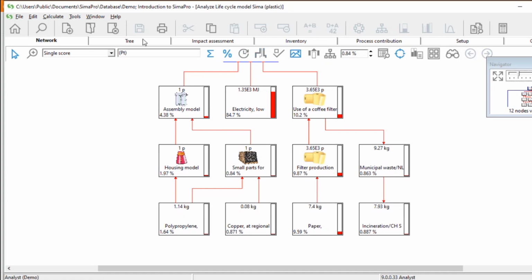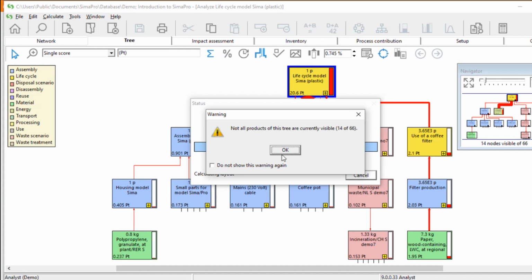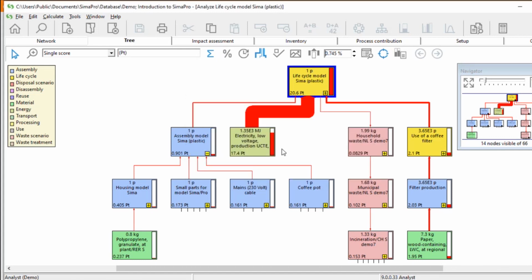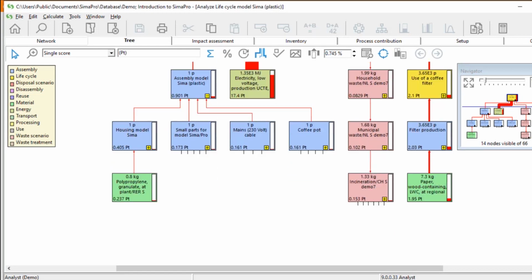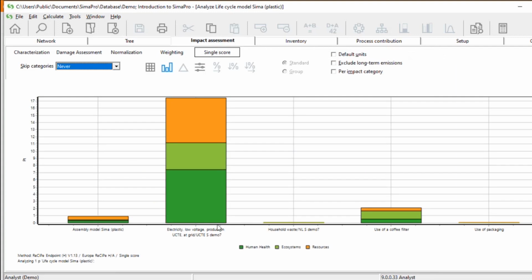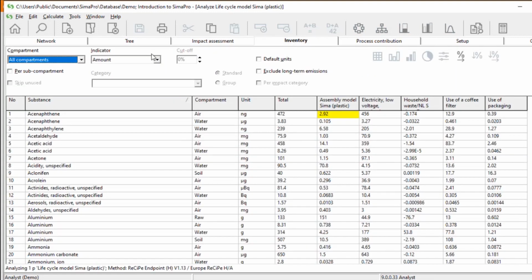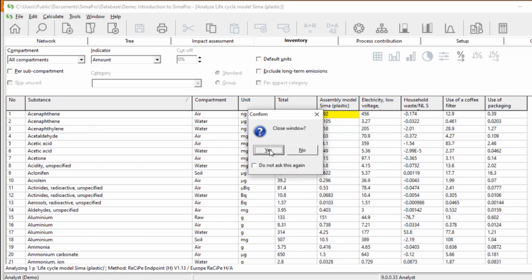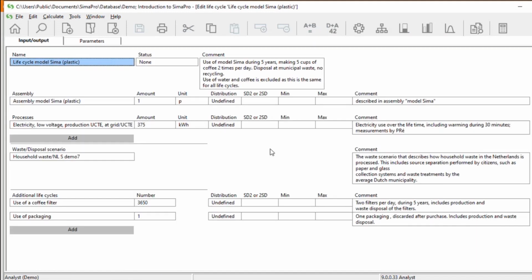So yeah, you can check all those things here, tree, and impact assessment already discussed, and all those things you can discuss. You can check for full life cycle as well. I'm just closing this one again. Okay, close.